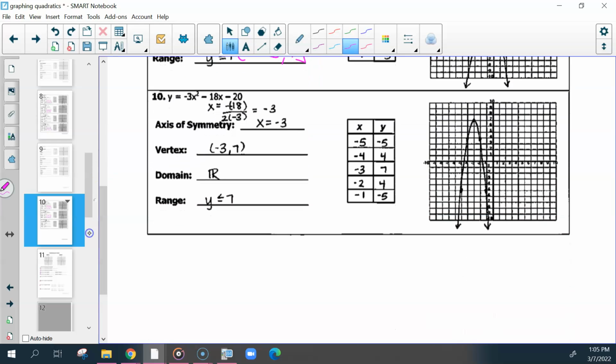And last one, number 10, axis of symmetry, x equals -3. Vertex is (-3, 7). Domain is the same. Range is negative infinity to positive 7. What questions do we have on that one?